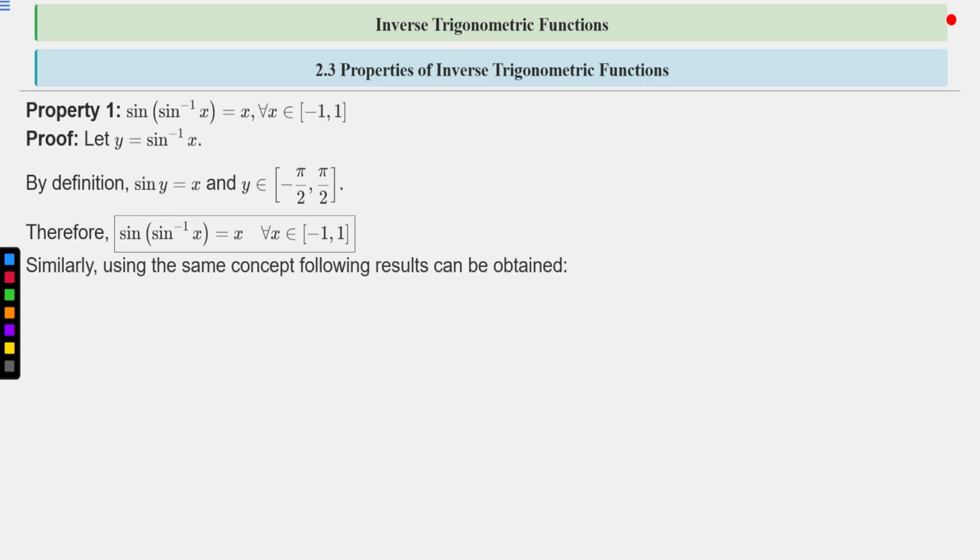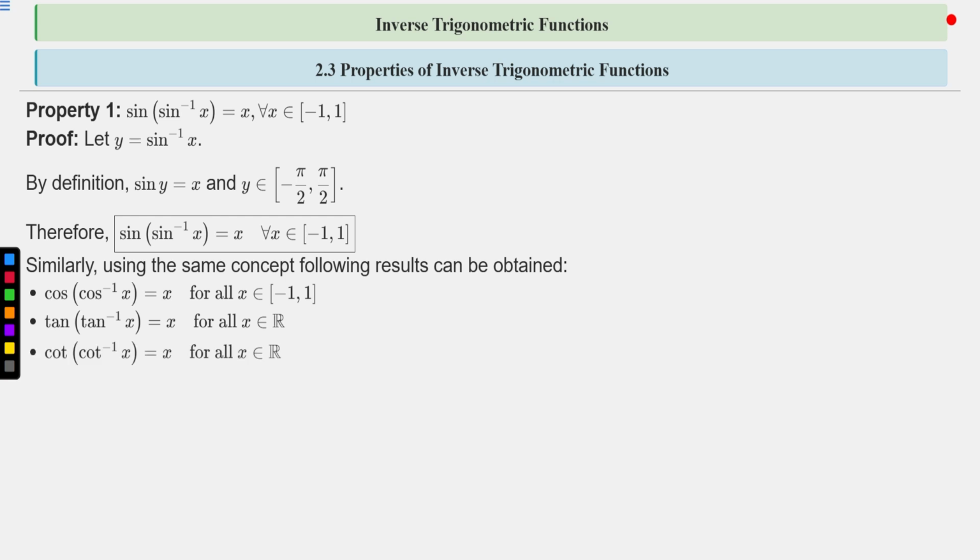Similarly, using the same concept, following results can be obtained. Cos of cos inverse x is equal to x for all x belongs to -1 to 1. Clear? Tan of tan inverse x is equal to x for all x belongs to real. Cot of cot inverse x is equal to x for all x belongs to real, right?